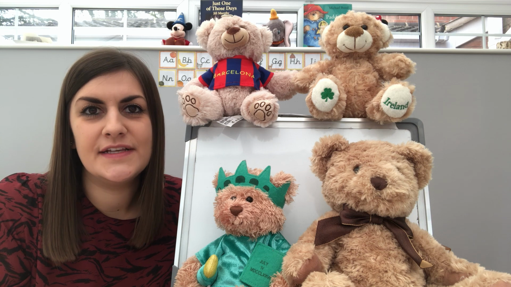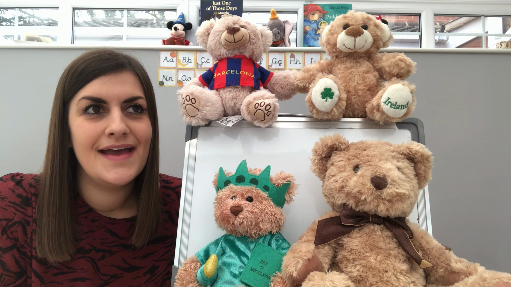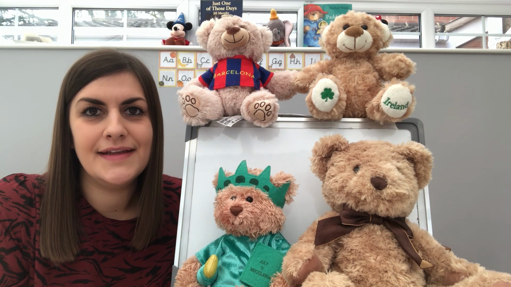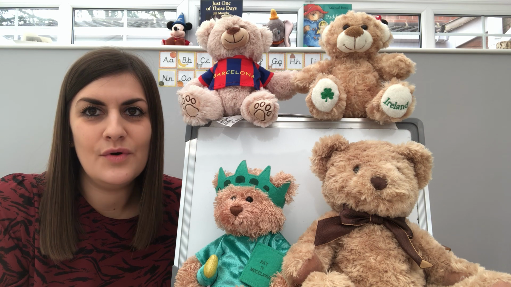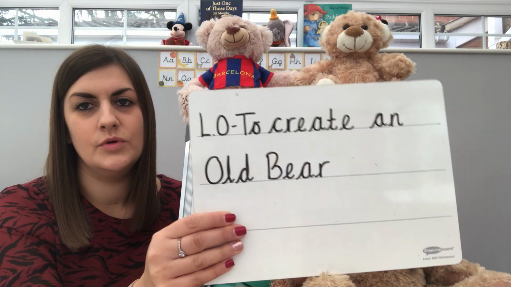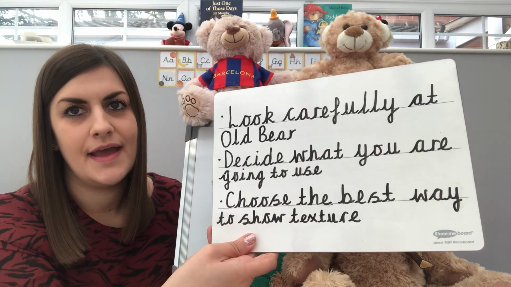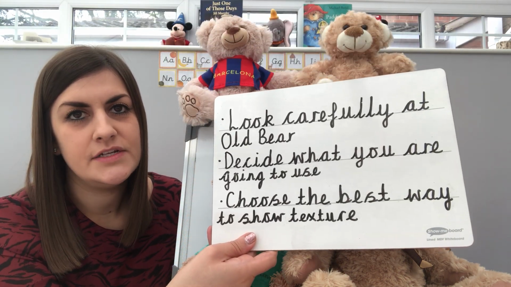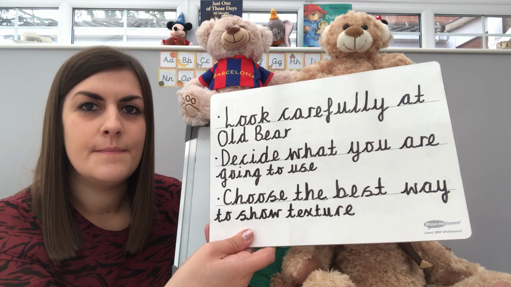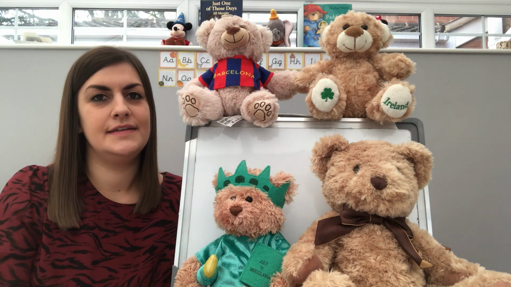That's right, we're going to be doing some art and we are going to be creating our very own bear. It's a special bear you know very well now. We're going to create an old bear from the story. So that's our learning objective, is to create an old bear. And to do that, we're going to look carefully at Old Bear. We're going to decide what we are going to use to do that. And then we're going to choose the best way to show the texture. And that's our key word now, is texture.